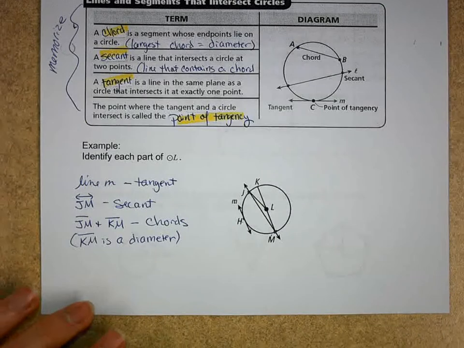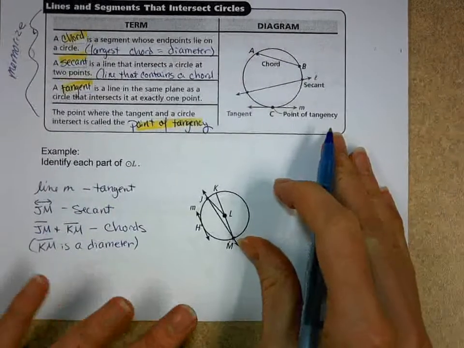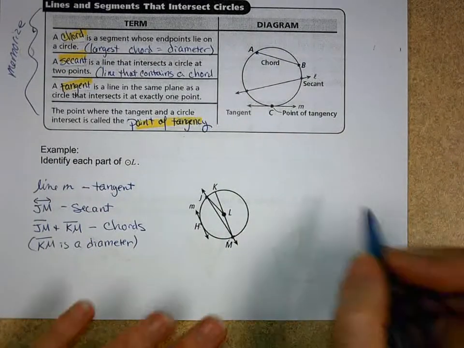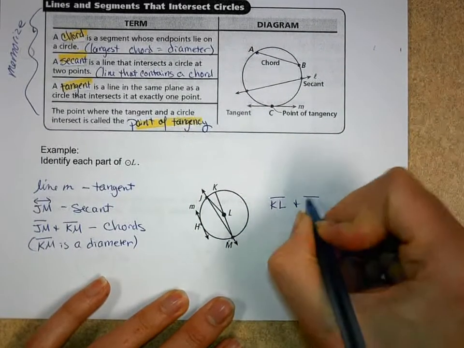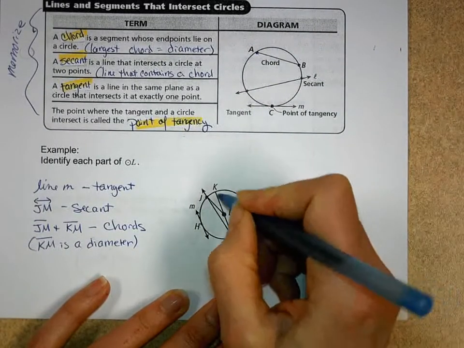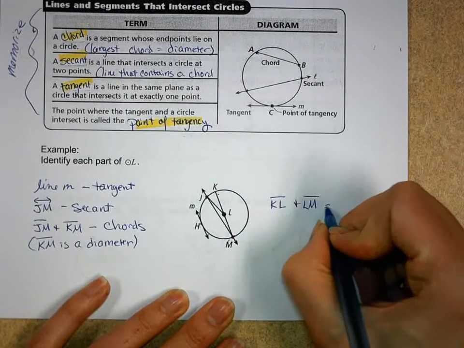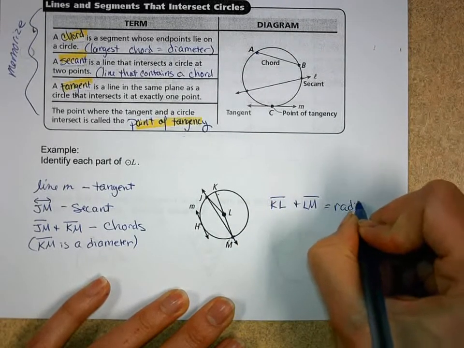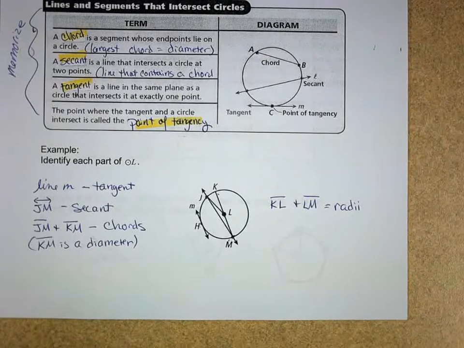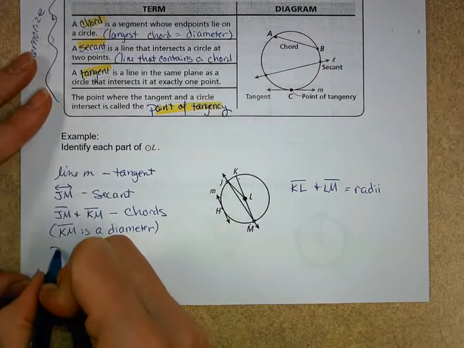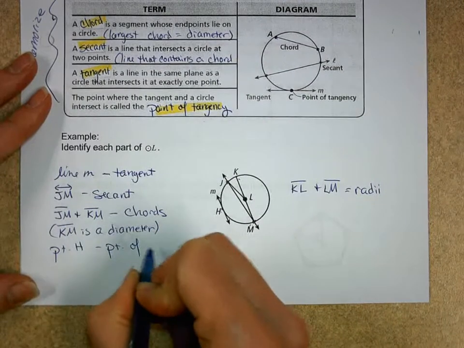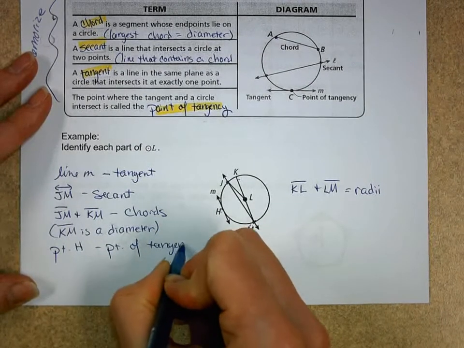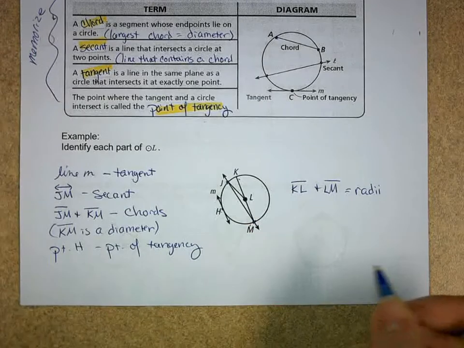Then let's just keep going off on this tangent, one point away. What do I call segment KL and segment LM? From here to here and here to here. The radii of the circle, because there's more than one. Point H is called the point of tangency, because it's where it hits at one spot.